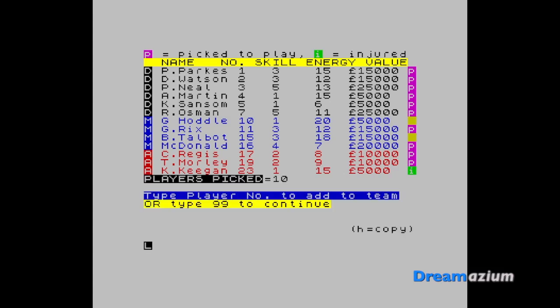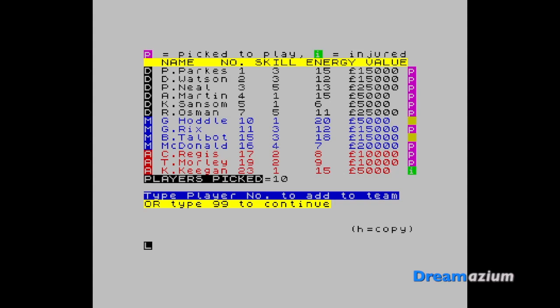And it looks like one of our forwards, Keegan, is injured, denoted by the green there. Obviously, this cursor is nothing to do with the Spectrum. It's because I'm running it in an emulator. So the green there is indicating that Keegan is injured and he's not going to be able to play. He has a lot of energy there, but his skill level is rather low. We need some better forwards here.